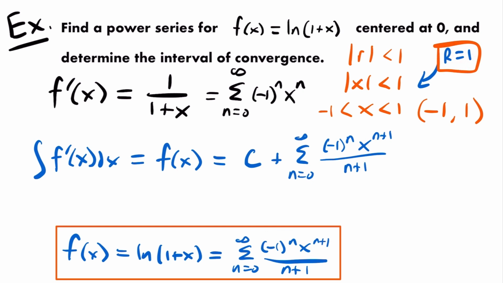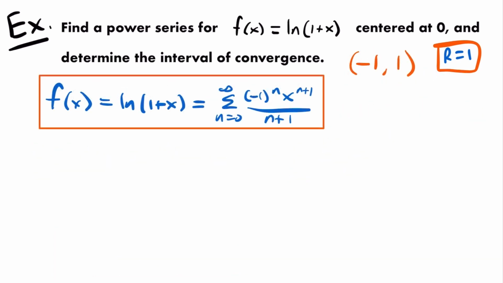The radius is going to be the same. The radius for this power series will be 1. That's not going to be any different, but we will need to check these endpoints for the interval of convergence. So if I clean up my work here, let's start by checking the first endpoint, -1.